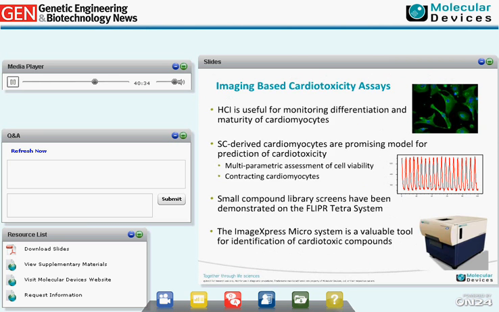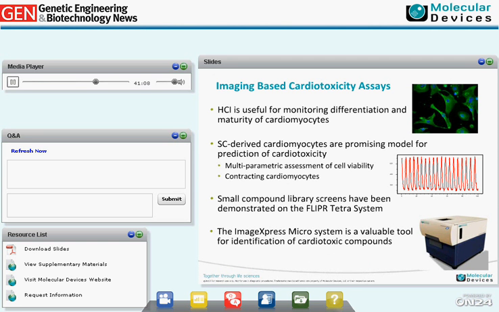So in summary, I'd like to just reiterate the usefulness of high-content imaging for looking at differentiation and monitoring maturity of cardiomyocytes and other stem cell-derived models. There is, as I mentioned, a number of companies in the industry doing screens for small molecules to promote differentiation, expansion, and look for maturity of cardiomyocytes to try to improve the number of cardiomyocytes and the purity of these cardiomyocytes.